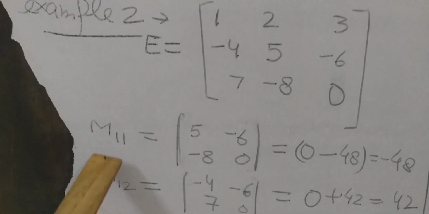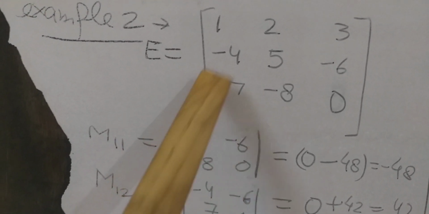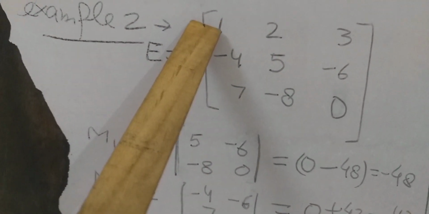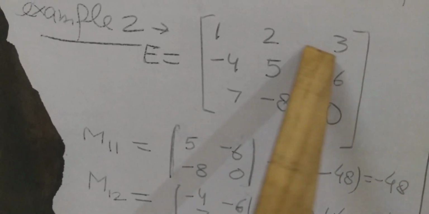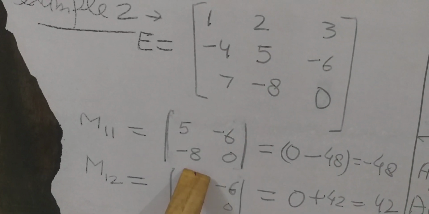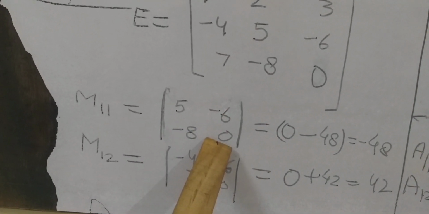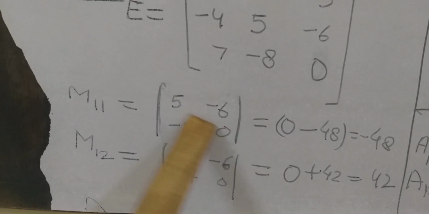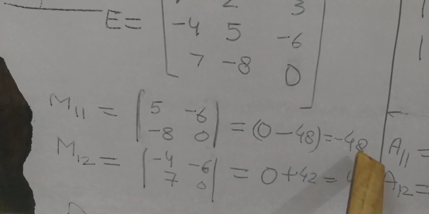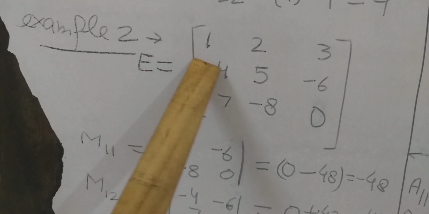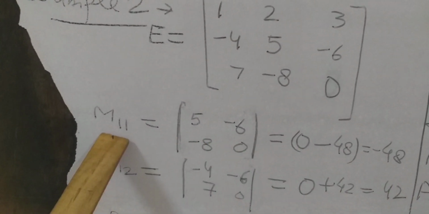So I am going to find out its minor, students. M11, its minor. So delete its row and column. Row deleted, column deleted. This value is left. So its determinant equals, students, that's why I have written 5, minus 8, minus 6, 0. Let us find out its determinant. 5 into 0 is 0, minus 48, so minus 48. So minor M11 is minus 48.